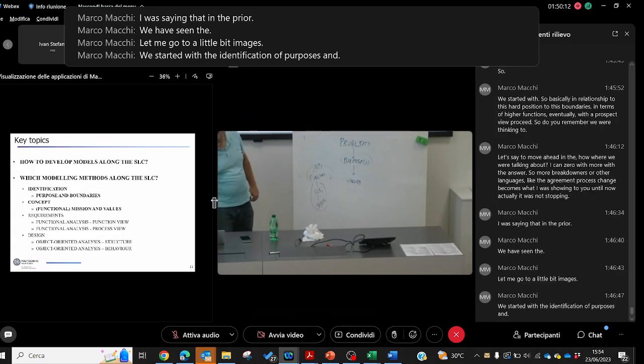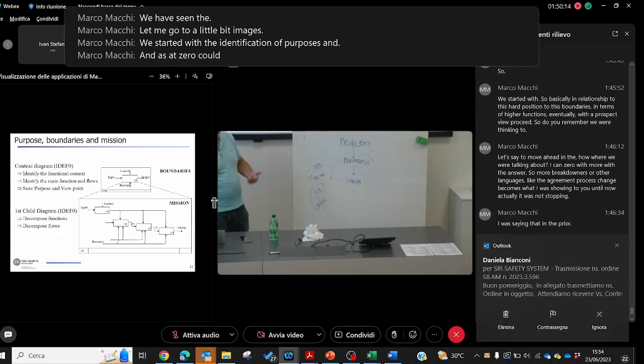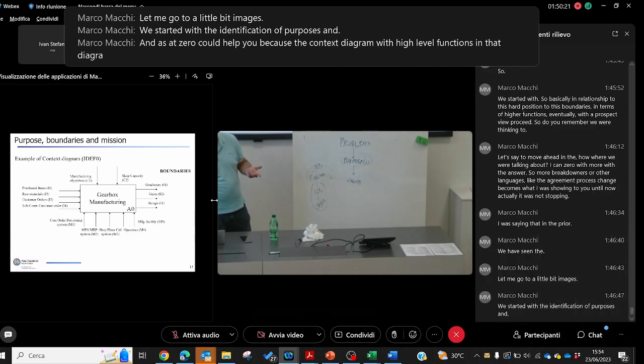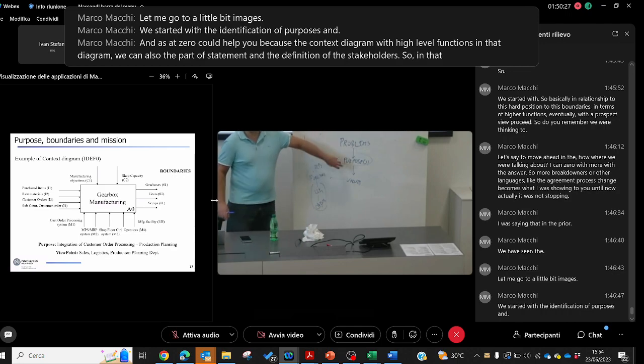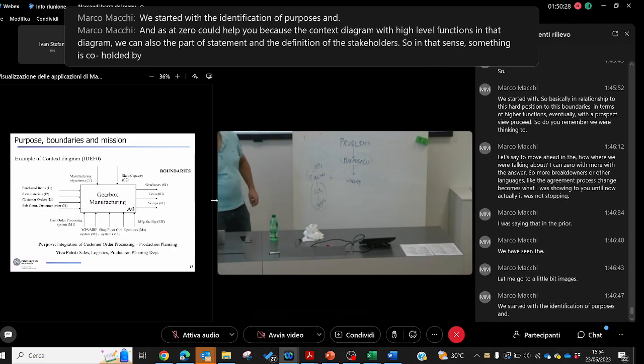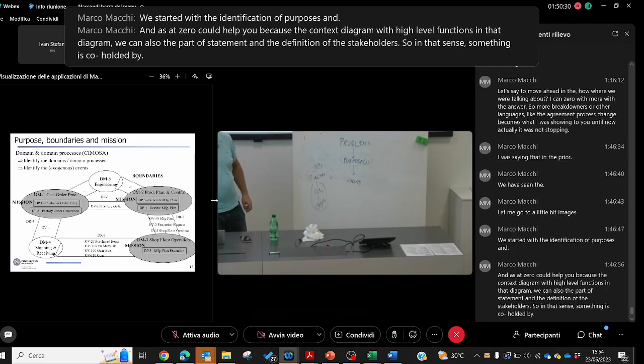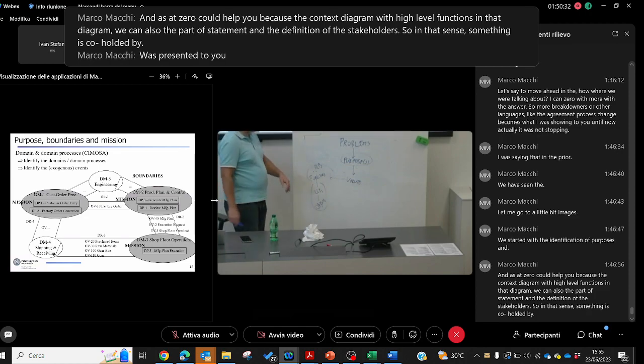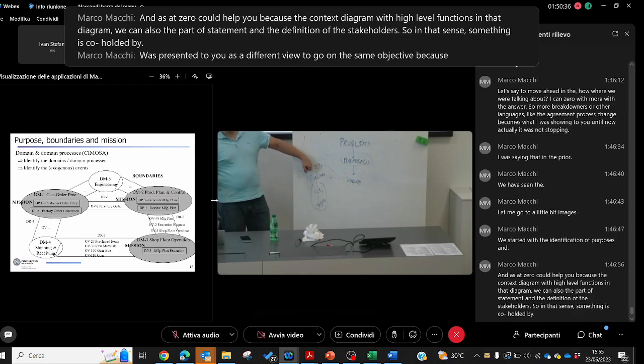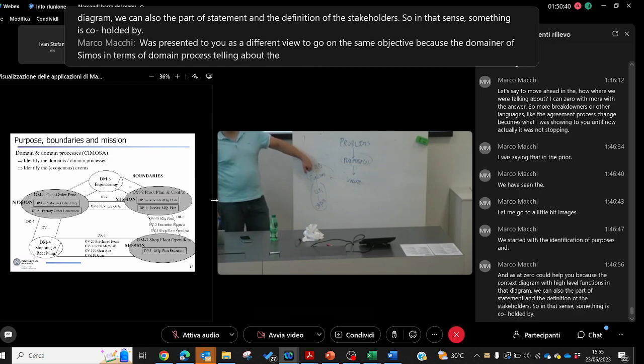and IDEF0 could help you because we have the context diagram, we can have high-level functions in that diagram. We can have also the purpose statement and the definition of the statement. So in that sense, something is covered by that. SIMOSA was presented to you as a different view to cover the same objective, because the domain of SIMOSA, in terms of domain process, tells you about the boundaries. So simple.